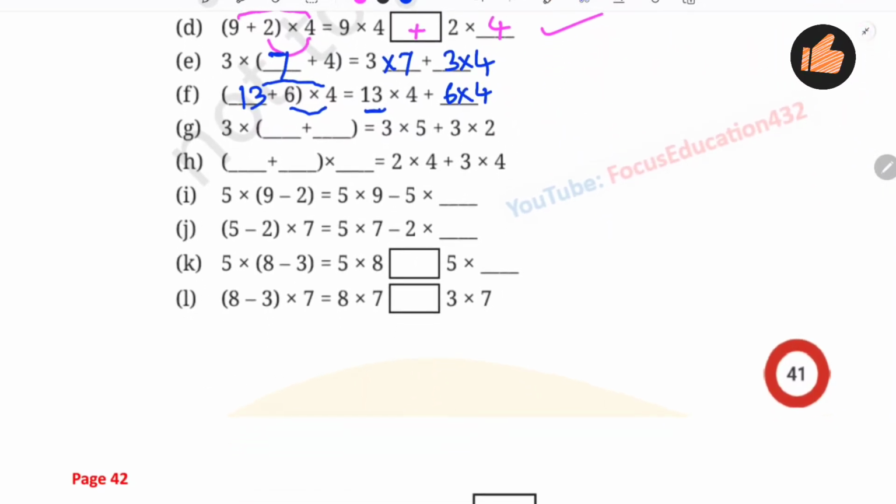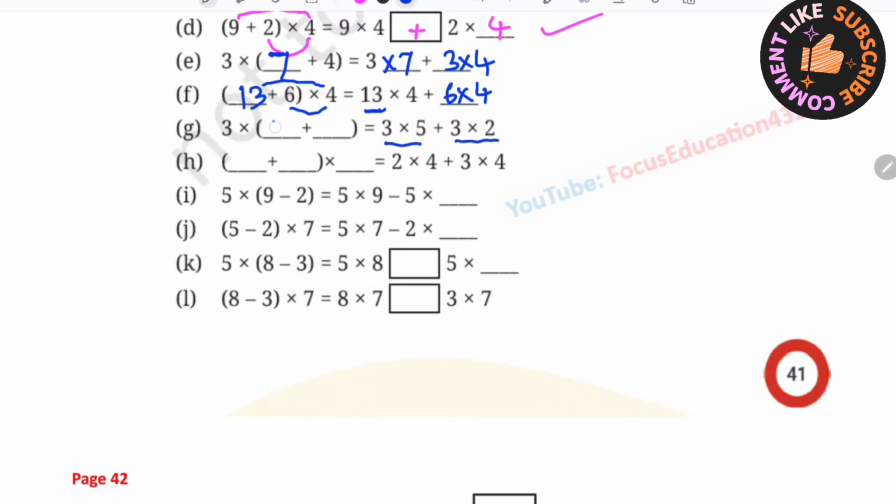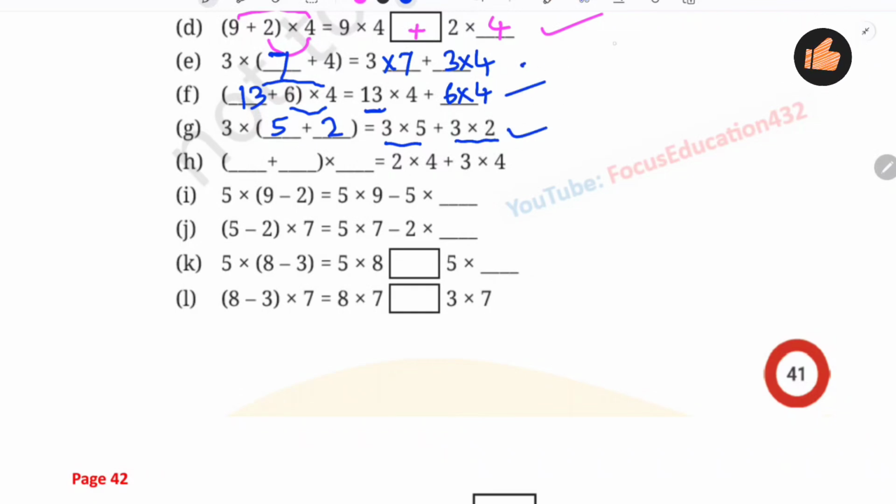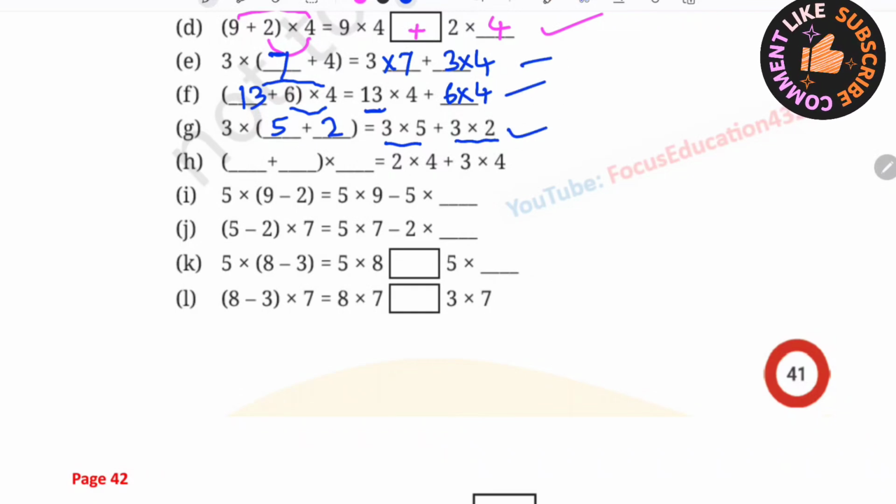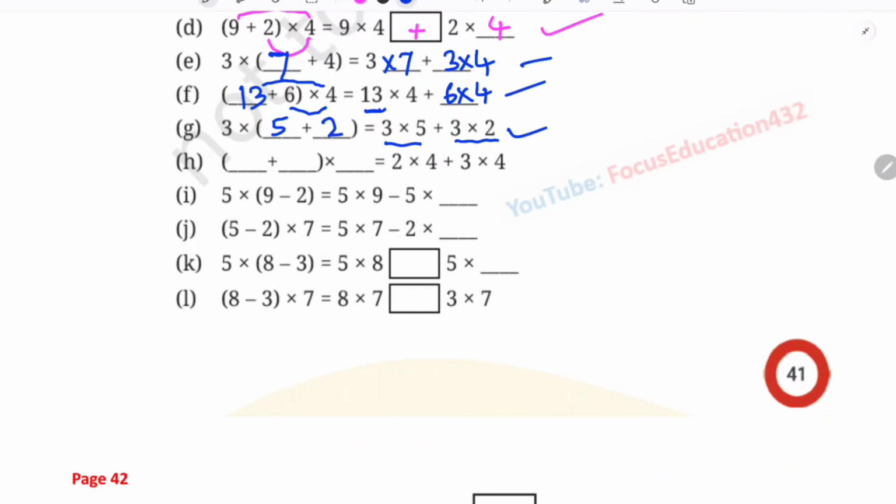Then the G bit here. See the right side: 3 multiplied by 5 plus 3 multiplied by 2. So here we have to write 3 multiplied by (5 plus 2). Right? 3 multiplied by (5 plus 2). Now the H bit.